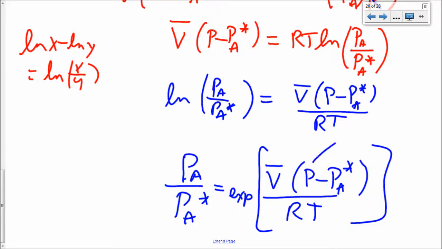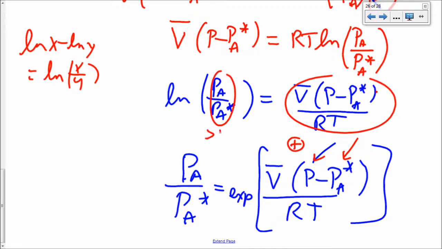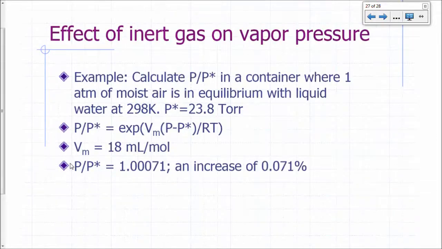Okay, so to what extent, let's predict. P is a larger number than PA star, right? We raised the pressure due to the inert gas. So this whole thing right here is a positive number, so you have e to a positive number. If this is a positive number, then you would expect PA over PA star to be greater than 1. So you would expect an increase in the vapor pressure of your solid or your liquid in the presence of the inert gas. But to what extent? Let's do an illustrative calculation.